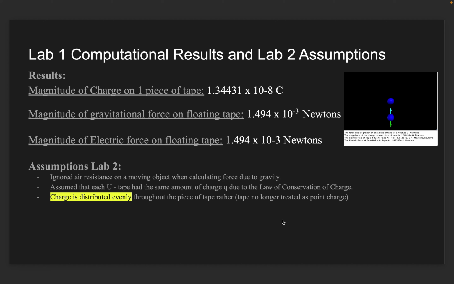The assumptions in Lab 2 were that we're going to ignore air resistance on a moving object when calculating force due to gravity, and assume that each tape had the same amount of charge Q due to the law of conservation of charge. And this is the one assumption that's different from our previous lab: our charge is now distributed evenly throughout the piece of tape rather than being treated as a point charge.